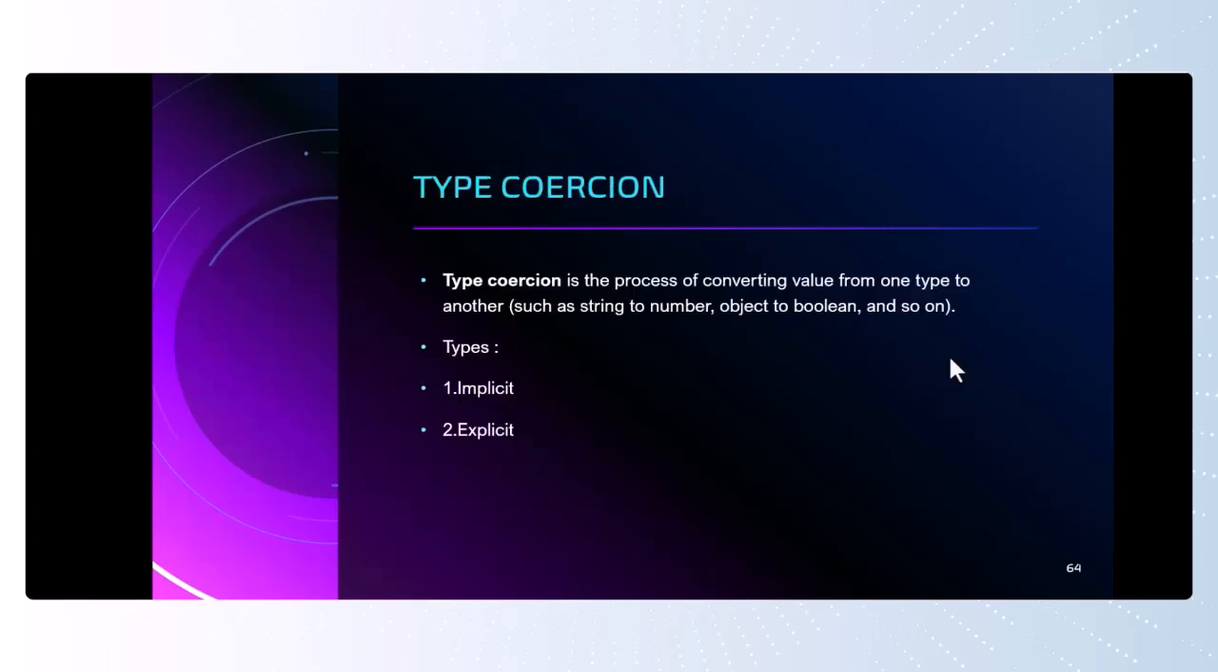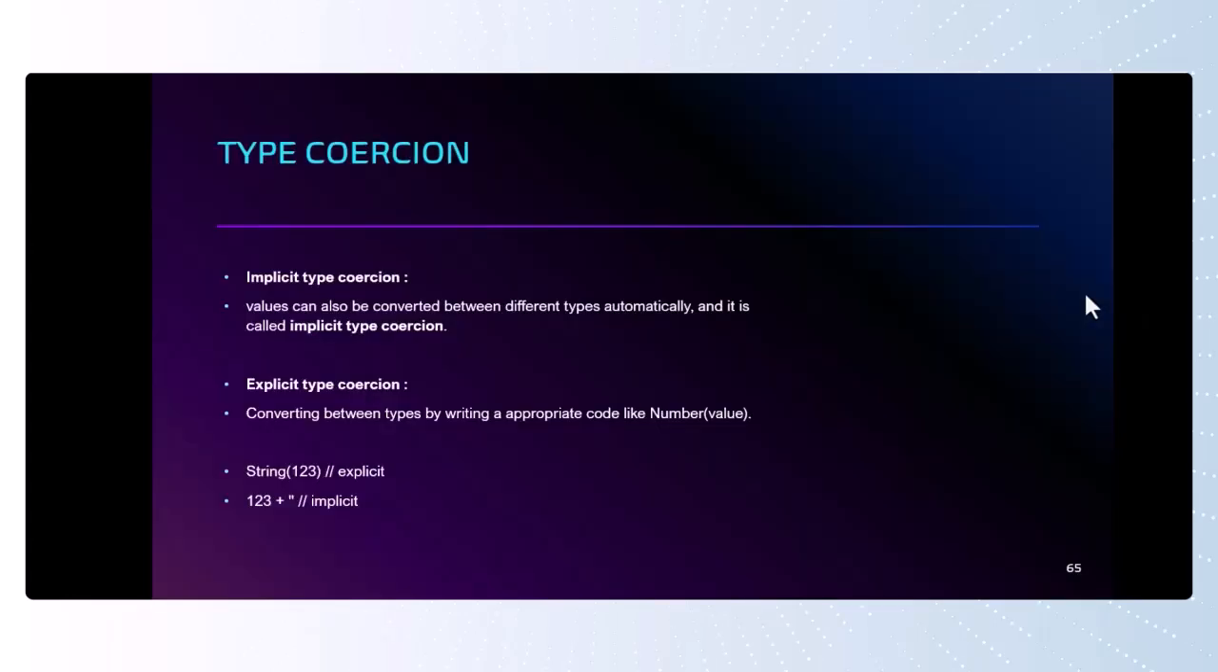Type conversion is a process of converting a value from one type to another, such as a string to a number, object to Boolean. So there's implicit and explicit. Implicit, the values can be converted between different types automatically. Explicit is converting types by writing the code, such as Number, and inside the parentheses is the value. So explicit is String, and then we want to convert the number 123 to a string.